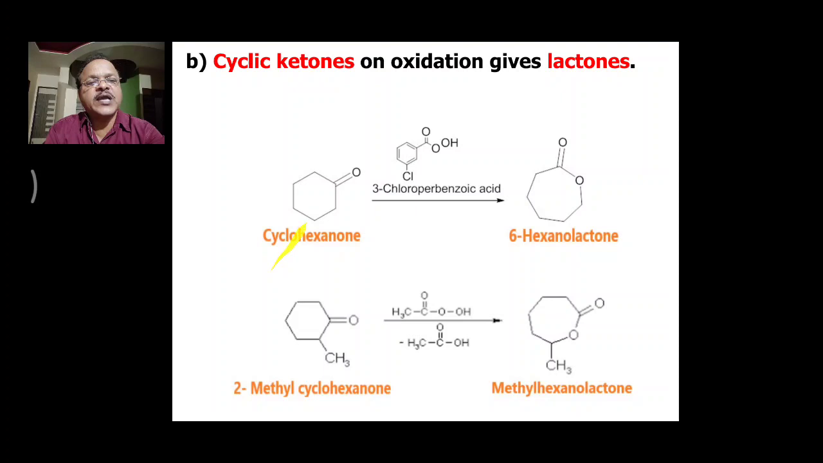So this is cyclohexanone, a cyclic ketone. This on reaction with 3-chloroperbenzoic acid forms 6-hexanolactone. Similarly, 2-methylcyclohexanone on reaction with peracetic acid gives methyl hexanolactone. So this is about the 3 reactions of this topic.